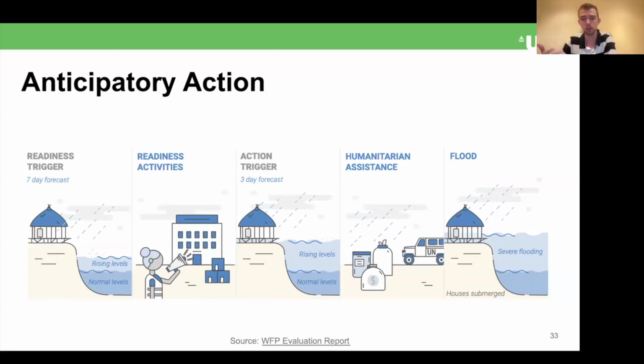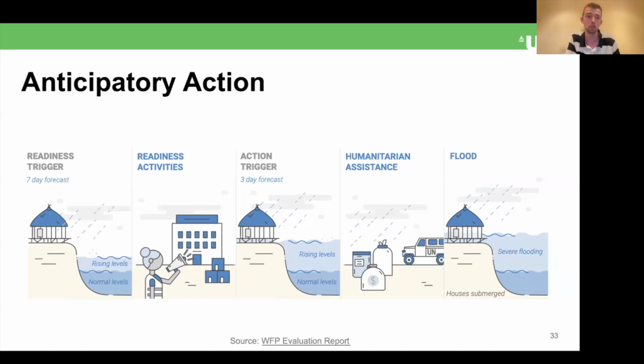People are informed about the fact that there might be a disaster coming very soon. Then 3 days before, there is an action trigger where the rising levels have now reached the houses. It has not submerged them yet. But this is another moment in which there's a trigger and humanitarian aid is starting. So food transfers are made, the whole logistics is mobilized, and then the flooding actually happens.